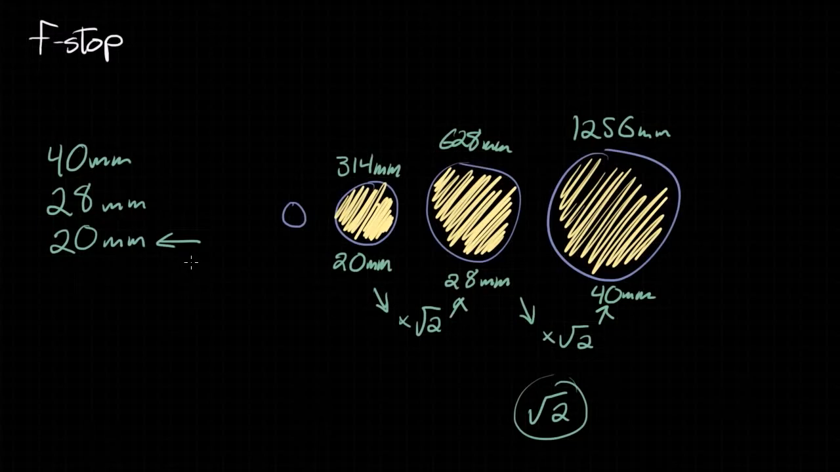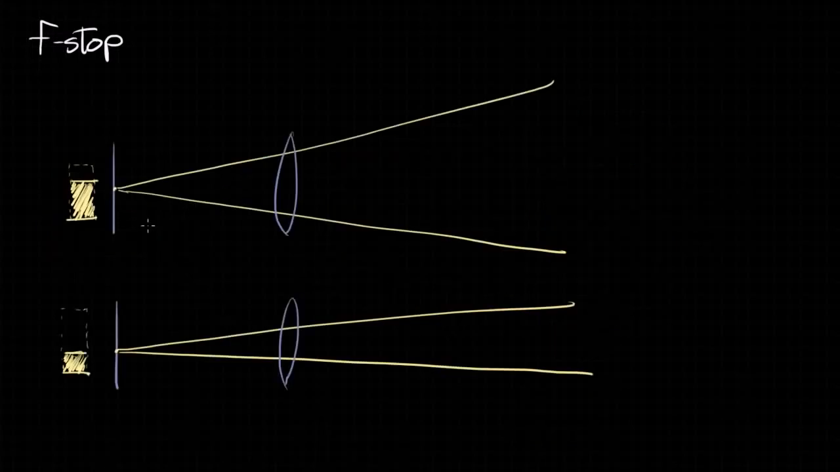I'll show you why. So here we have two different setups with two different amounts of light we want to get. Here on the top, we're getting a lot of light, and here on the bottom, we're getting not so much light. In the top here, in order to get this amount of light, we would need an aperture size of, say, 20 millimeters.